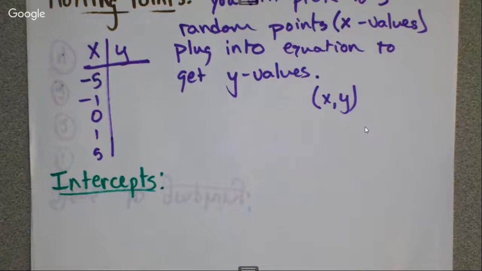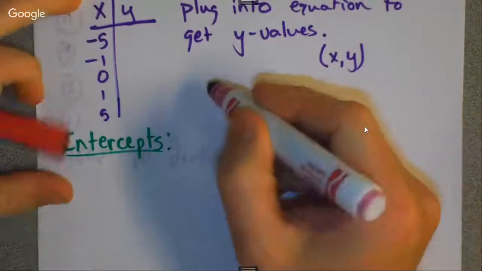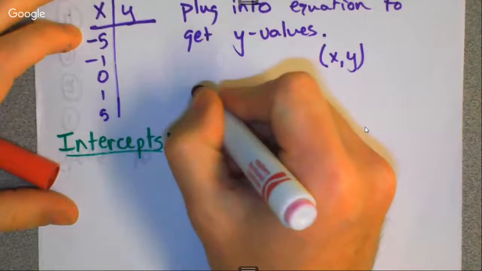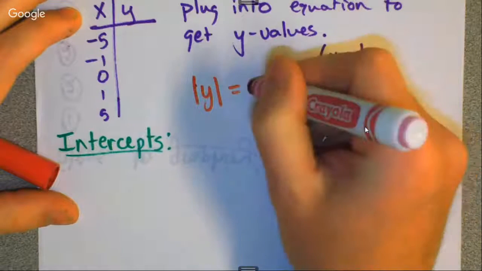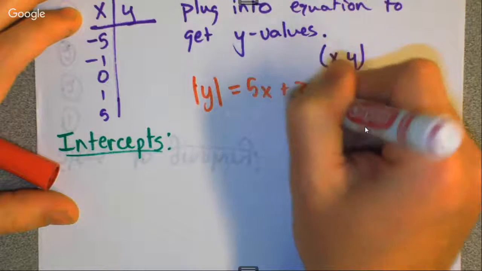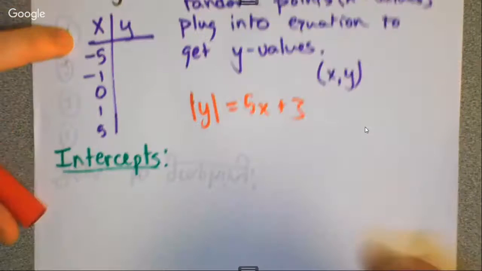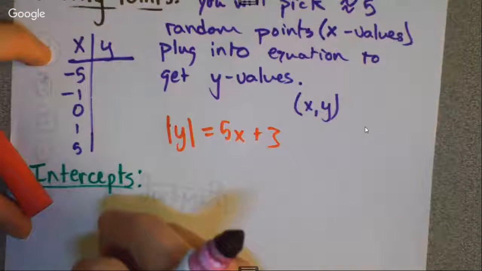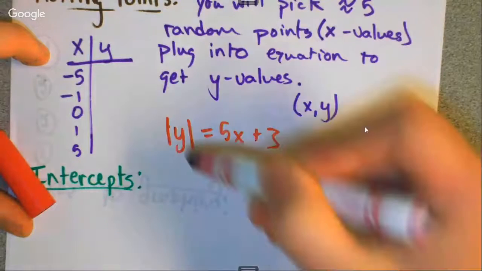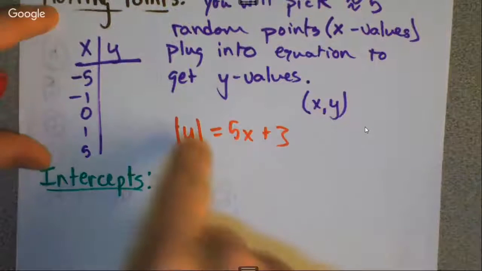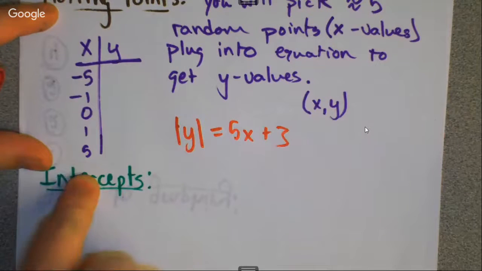If you have no idea what the graph looks like, I could give you some random equation. Let's say I give you absolute value of y equals 5x plus 3. You have no idea what that looks like. You should be picking values. You can actually pick values for x or y. In this case, you may pick values for y. Plug them in and see what ordered pairs you get out.